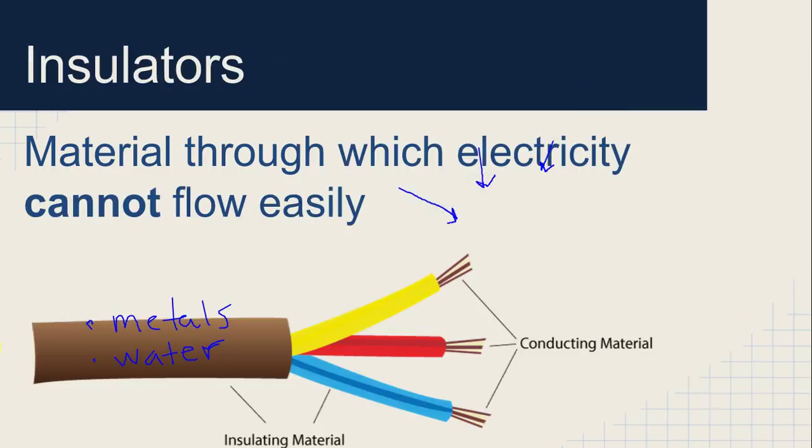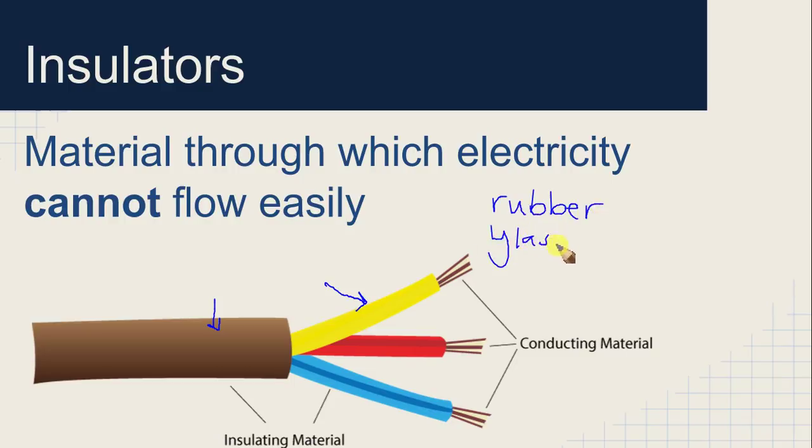The opposite of that is insulators, material through which electricity cannot flow easily. Our insulators are this outside material. Can you think of a couple different types of insulators right now? Good. Hopefully you've said something like rubber, glass. Sorry, that was a very bad G. Okay, anything that doesn't get hot, doesn't allow electricity to go through it. Maybe plastics.